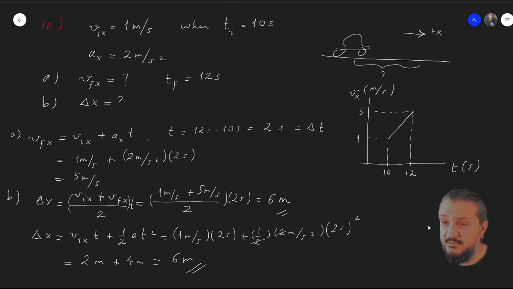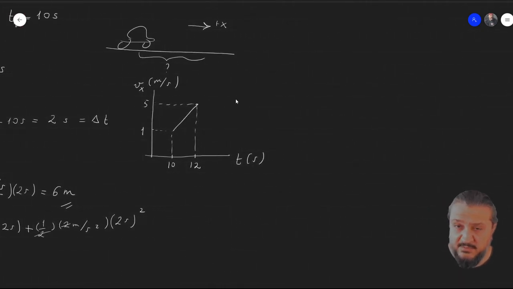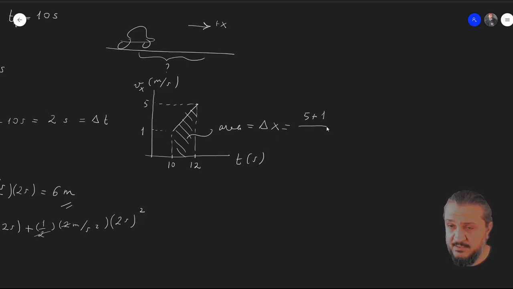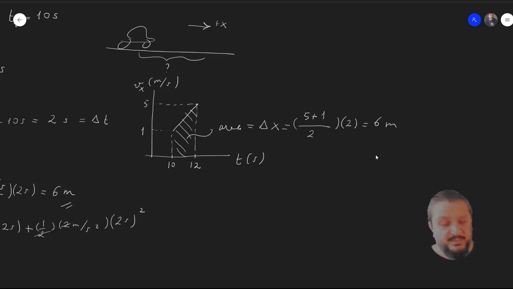What about that area method I was talking about? Area is also delta x. You can confirm this result. The area of a trapezoid: base plus top, base is 5, top is 1, divide by 2, times the height, which is 2. 6 meters. All right, so that's how you find it. Very basic application of these formulas.